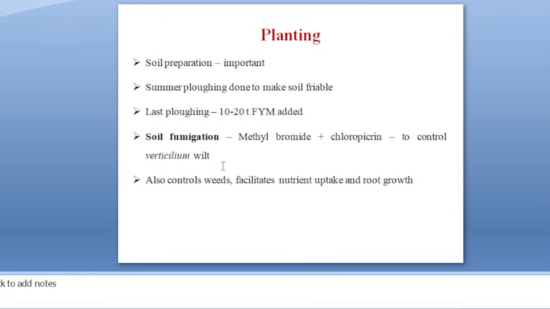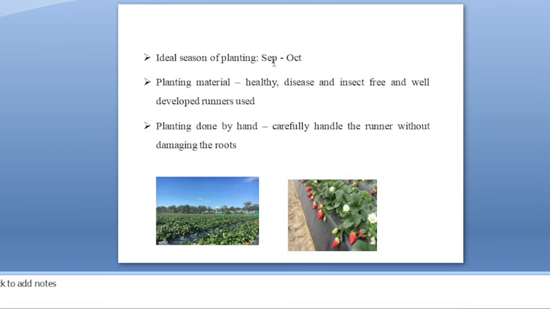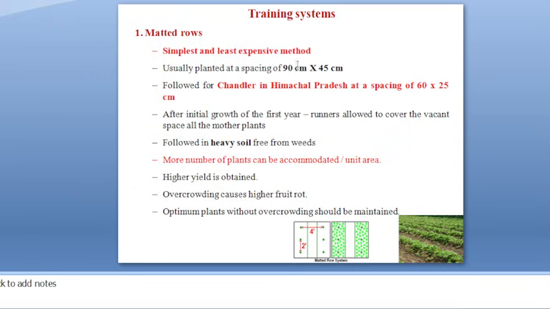Normally, it is recommended to start the strawberry planting from September to October. Whenever we are selecting the planting material, it should be free from verticillium wilt or any other kind of diseases. Disease transmitting planting material should be avoided, and we can carefully do the planting. It is a closely spaced crop. We can follow 45 by 45 centimeter. It depends on the different planting methods, also called training methods.